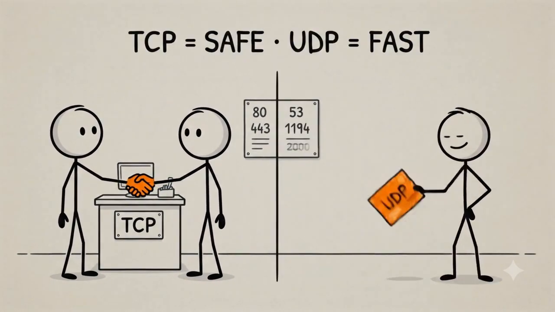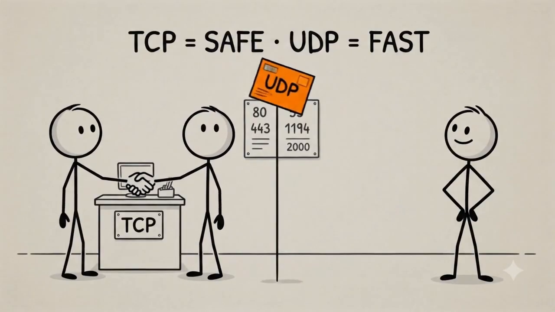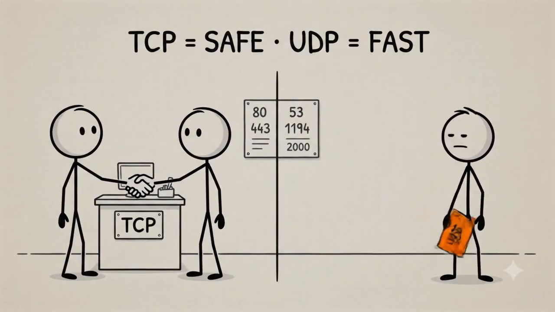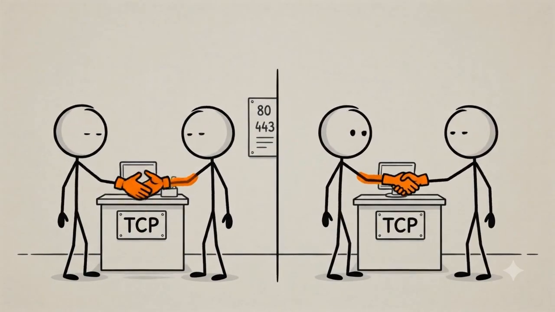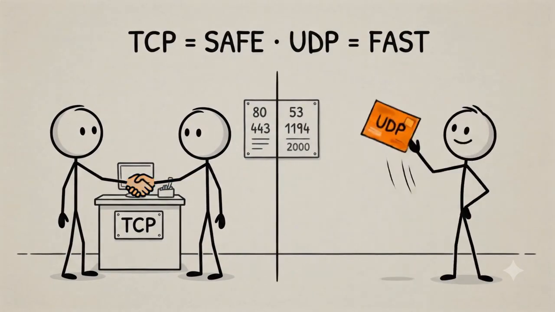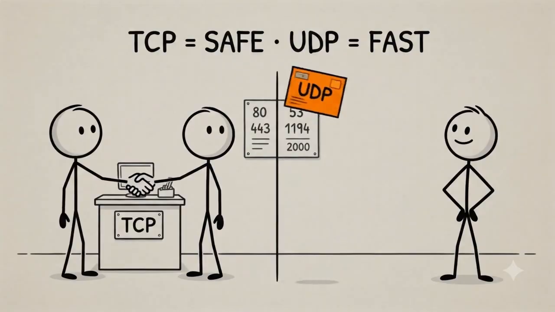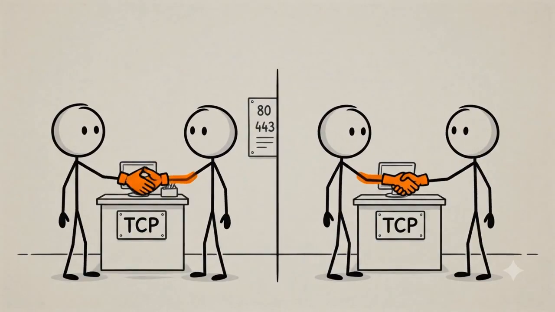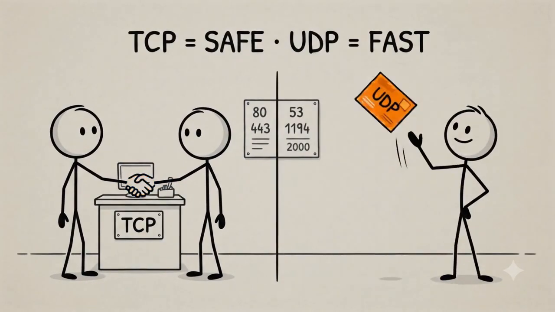Port numbers live here too. 80 for HTTP, 443 for HTTPS, 22 for SSH, 53 for DNS. Cisco will ask these. Mail analogy. TCP is a signed-for tracked parcel. UDP is a postcard. Fast, cheap, and if it's lost, nobody cries.